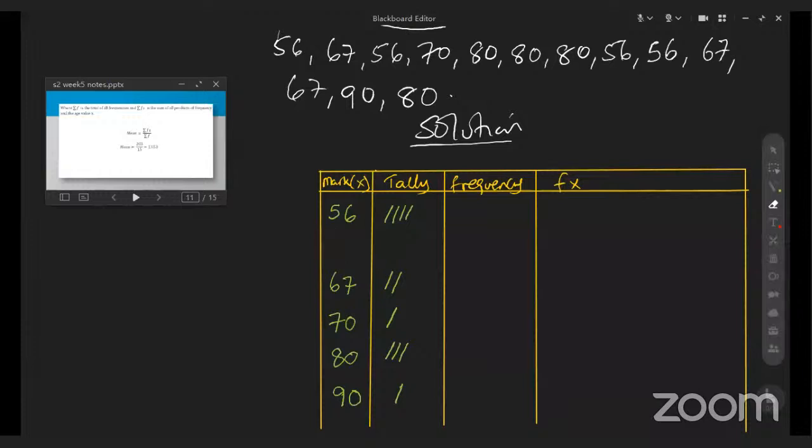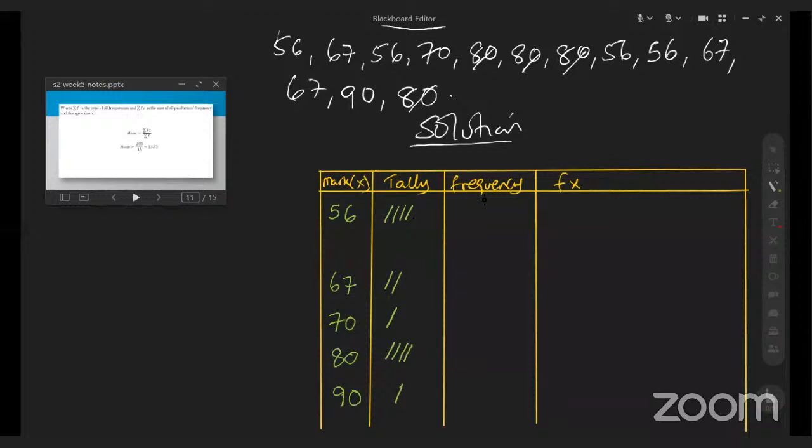Okay, good. The next thing we do is to find our frequency. Yes, Alinda? I was saying that 80 appears four times. 1, 2, 3, 4. Good. 80 appears four times. People are observant. Very good. Also, give us the frequency now.